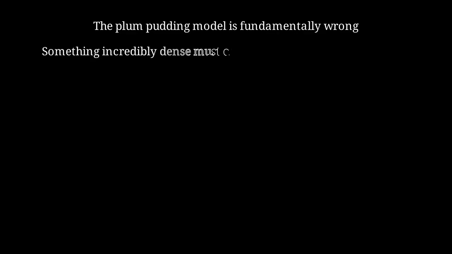What does this tell us? When your prediction is wrong by a factor of 10 to the 3,500, you don't just tweak your model. You throw it out completely. The Plum pudding model cannot explain these observations. It's not close. It's not even in the right ballpark. It's fundamentally incorrect. To deflect an alpha particle by 90 degrees or more, there must be something incredibly massive and highly concentrated in the atom.